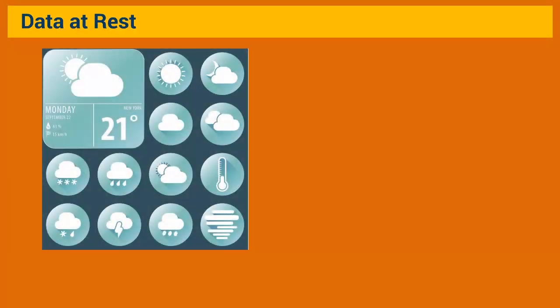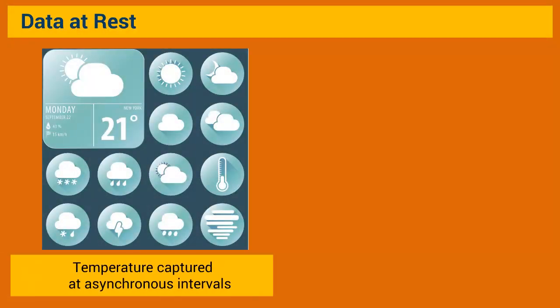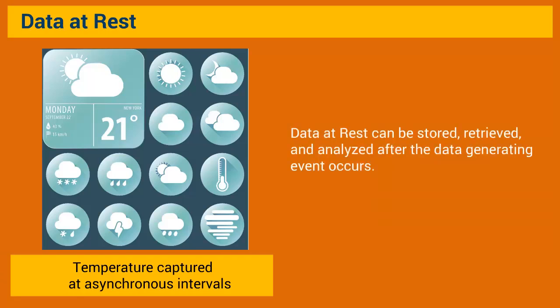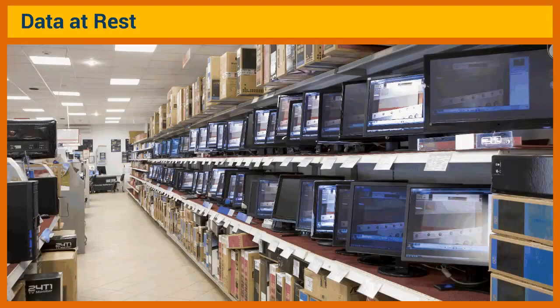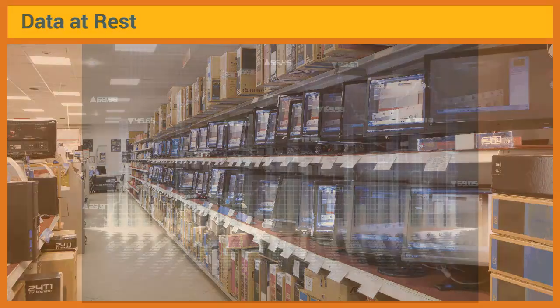Data at rest refers to the data that is captured at asynchronous intervals. This data can be stored in a hard disk and flash storage and can be retrieved and analyzed after the data creating event occurs. Let us understand this better with the example of a retail store.